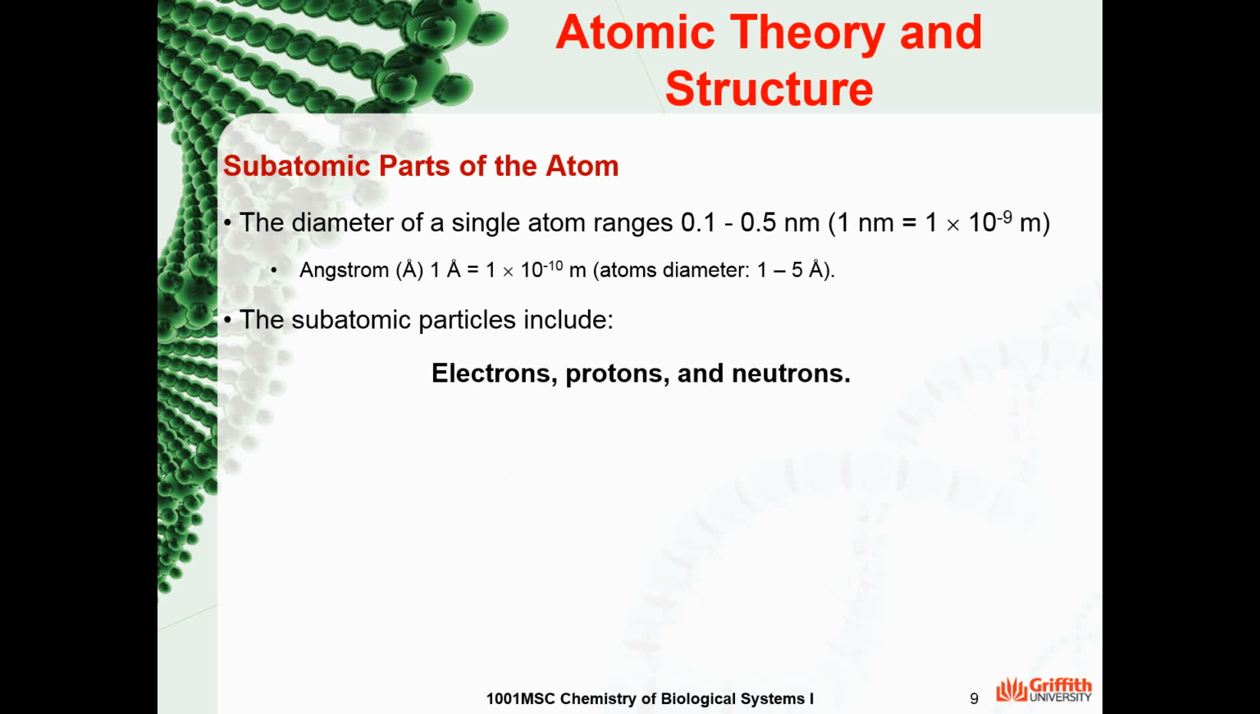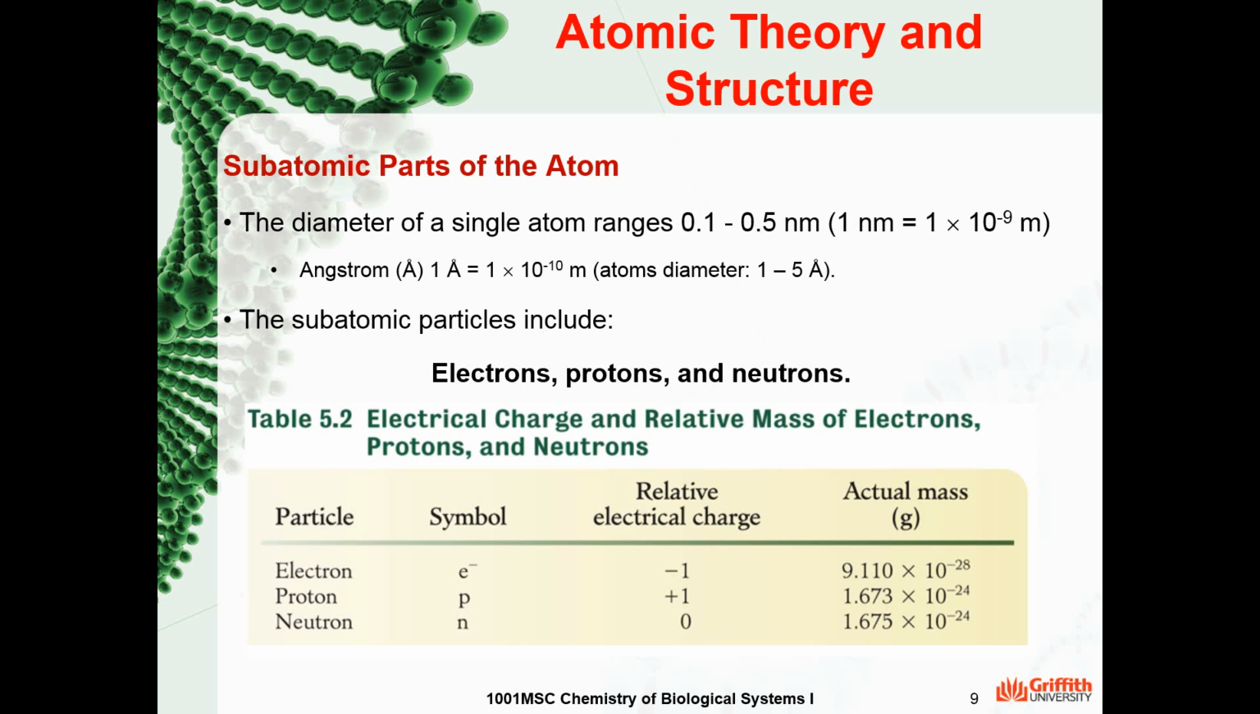We have 3 particles inside an atom, and they are electrons, protons, and neutrons. You can see that electrons are negatively charged, while protons are positively charged, and neutrons are neutral with no charge. The mass of these particles is very small. For example, a proton has a mass of 1.673 times 10 to the negative 24 grams. Neutrons have a similar mass.